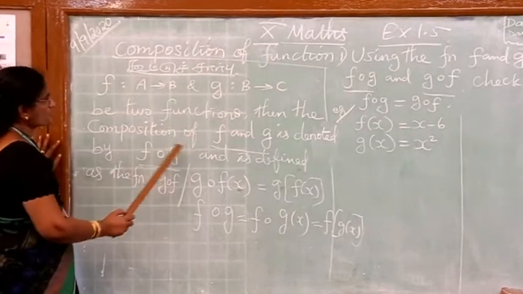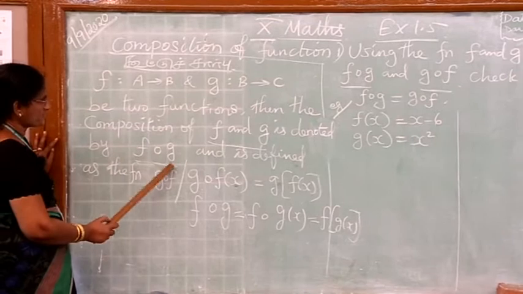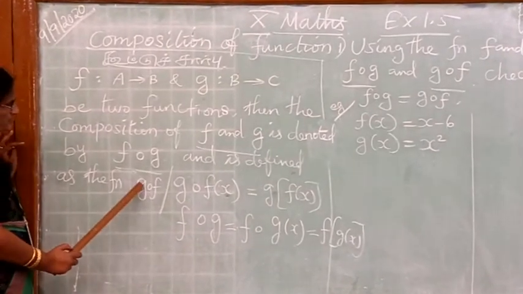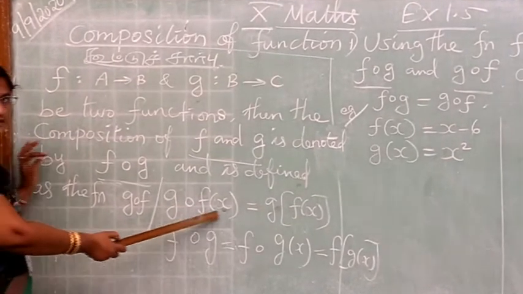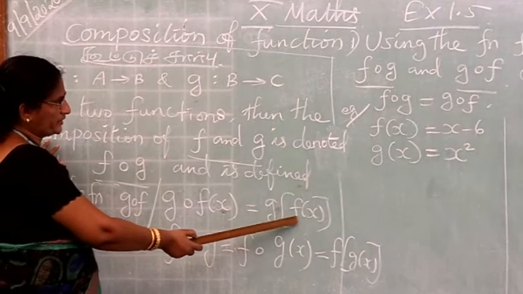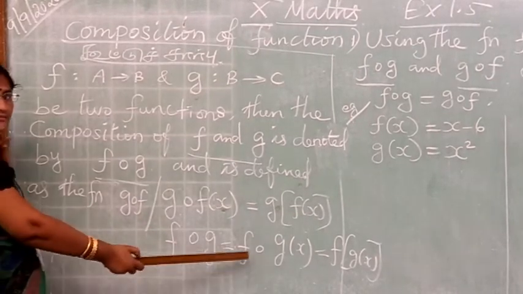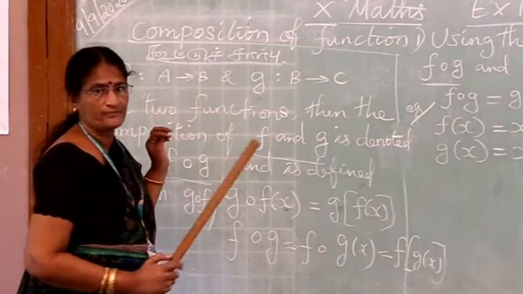Then the composition of f and g is denoted by f dot g and is defined as a function g dot f, that is g of f of x. g of f of x can be written like this. Then f dot g of x equals f of g of x. So we can see an example for this.